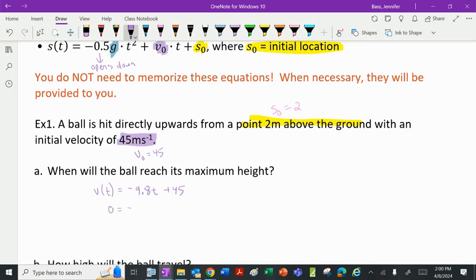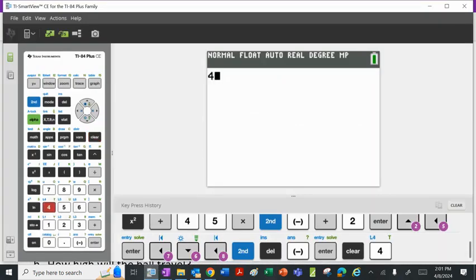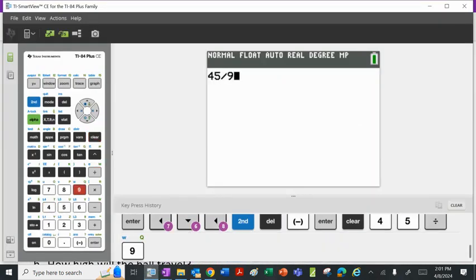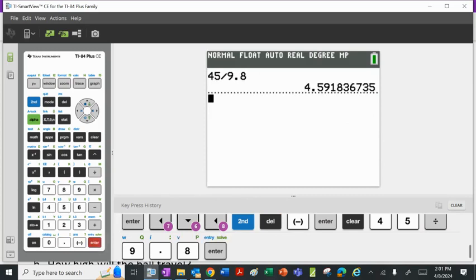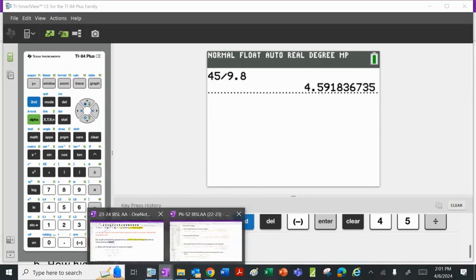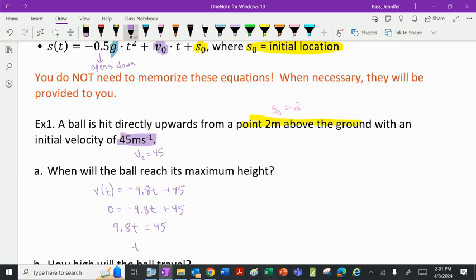So when does negative 9.8t plus 45 equal 0? Well, it happens when 9.8t equals 45. So we're going to divide 45 by 9.8. So 45 divided by 9.8. So at 4.59 seconds, the ball reaches its maximum height.